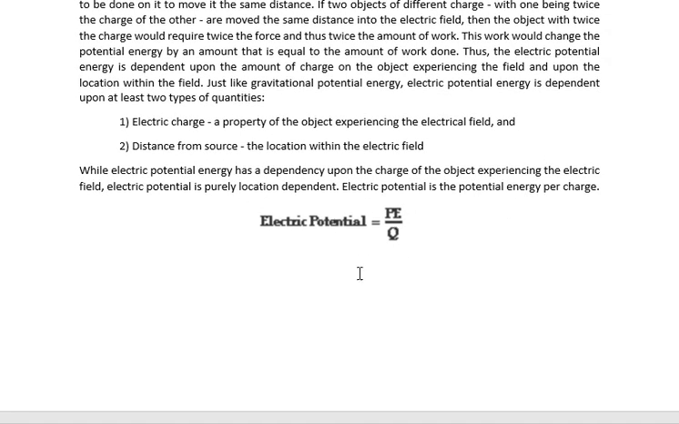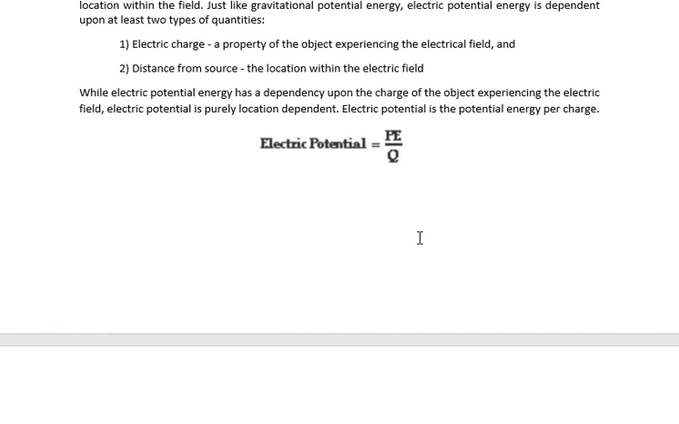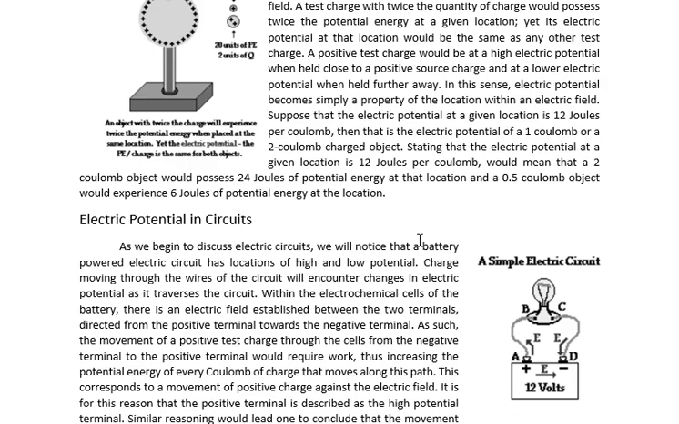The formula of electric potential is potential energy divided by the charge. If you place a certain charge from the surface or from the group of charges, the electric potential is equal to the potential energy divided by the charge that you are using to characterize that potential difference.